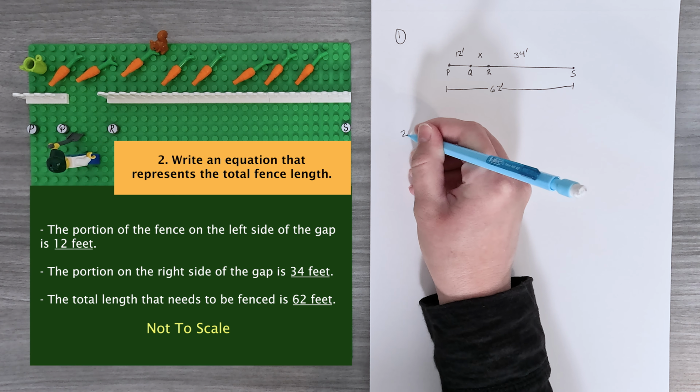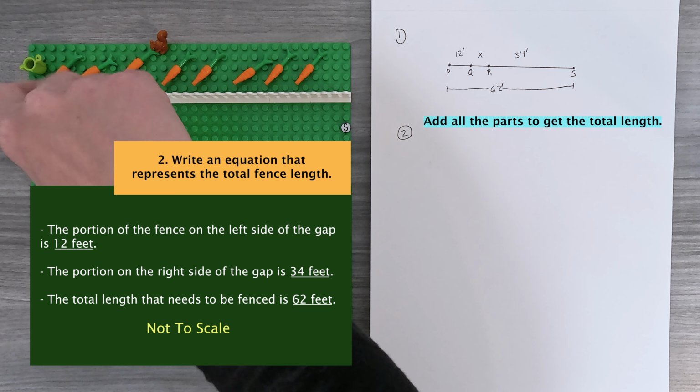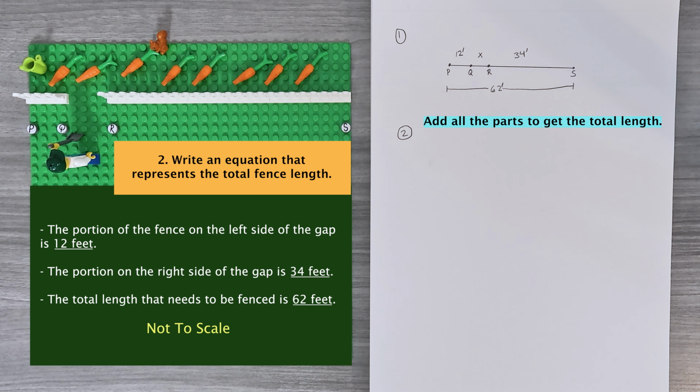Let's move on to the second one. Here, we're going to write an equation that represents the total fence length. So if you remember, there's an equation with a line segment addition postulate, but the thing that is more important to remember is that it is saying that when you have a line segment that has separate parts, you add up the lengths of each part, and that will give you the length of the whole thing. So we can make our own equation knowing that information. We know that this plus this plus this, when we put that all together, that has to equal the whole thing because you're adding all the parts together. So let's write that out as an equation.